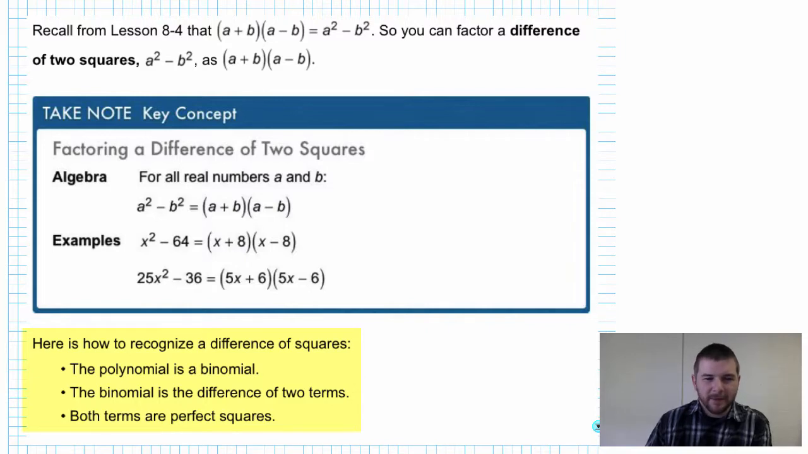Notice in our examples above, 64 and x squared are perfect squares. The square root of x squared is simply x, and the square root of 64 is 8. In the second example, the square root of 36 is 6, and the square root of 25x squared is 5x. And those square roots of the terms can be found in the factored forms at the right.